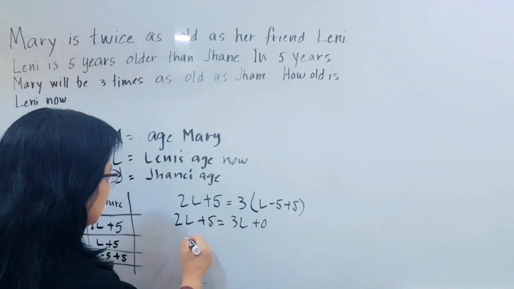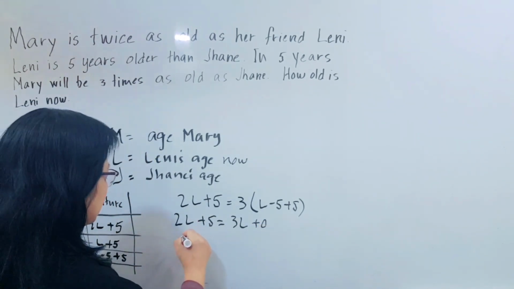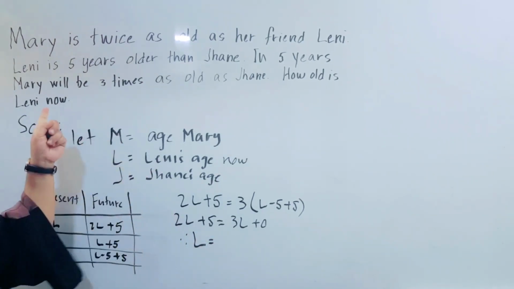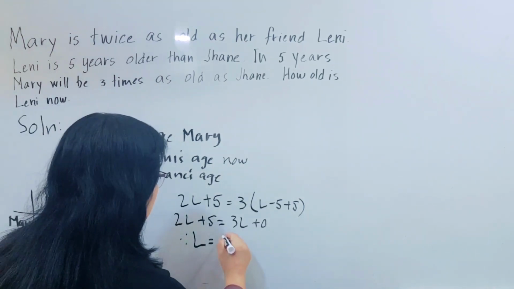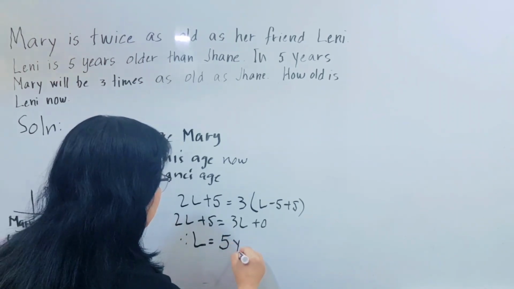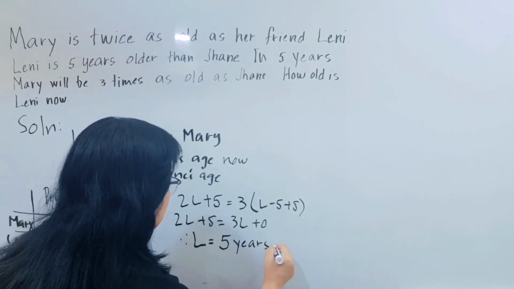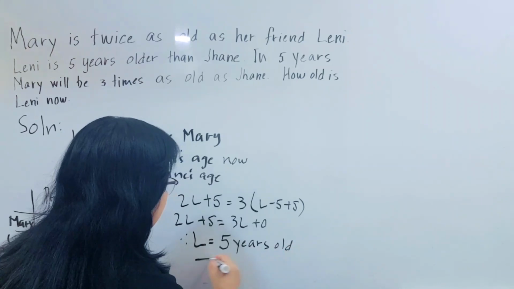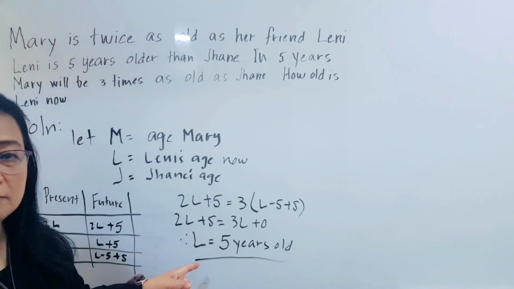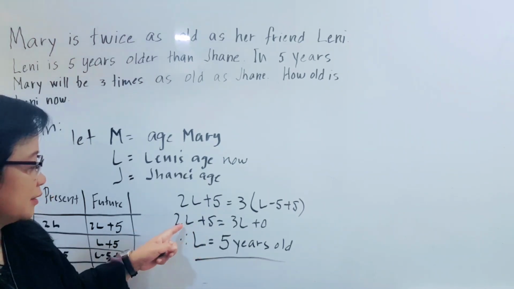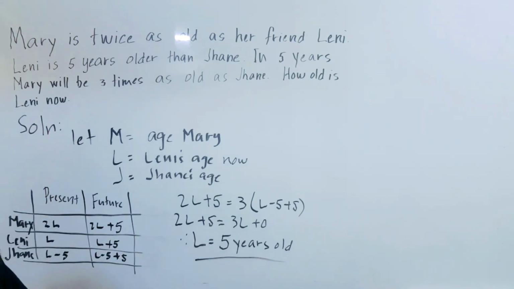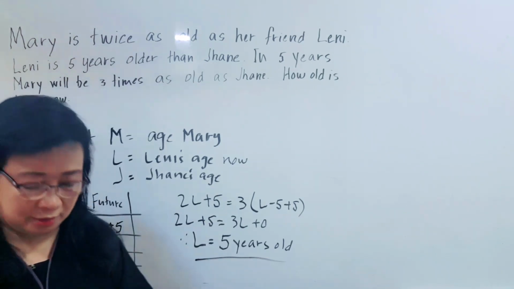Therefore, simplifying this one, L, which is equal to Lenny's age now, is equal to 5 years old. This is the one we're looking for because, see, 3L minus 2L is equal to L. So what is remaining is 5. So L is equal to 5 years old. This is the one we're looking for.